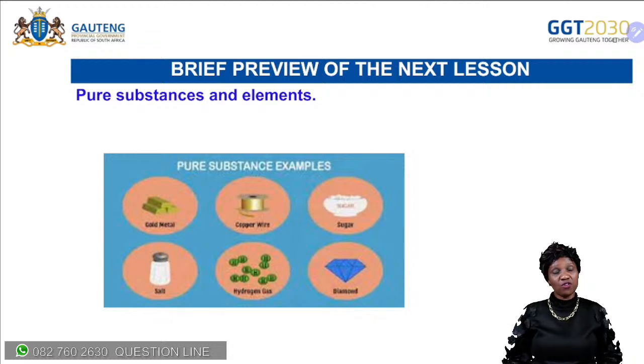And then a brief preview of the next lesson. In our next lesson, we're going to be looking at pure substances and elements. We'll be looking at different substances and also elements. But remember, we've got pure substances. We'll also have what? Elements. We'll be looking at gold, copper, sugar, salt, hydrogen gas, and diamonds, among others.